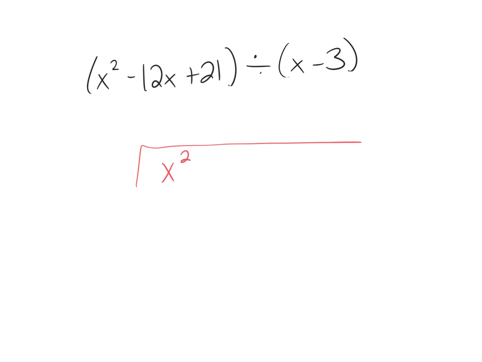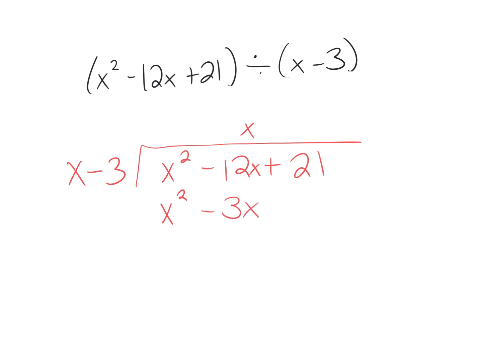First one, the bigger one, yep, x squared minus 12x plus 21. And then what's left goes on the outside, x minus 3. I want to turn x into x squared. What am I missing? X. Oh, I missed an x in there. So take x times x is x squared. X times negative 3, negative 3x.